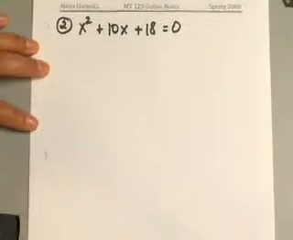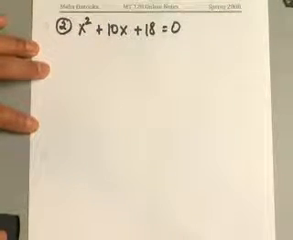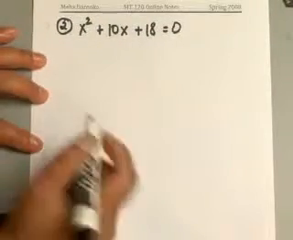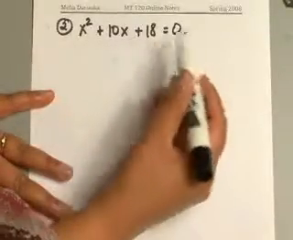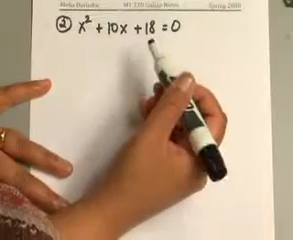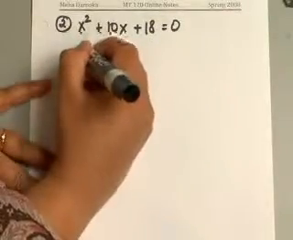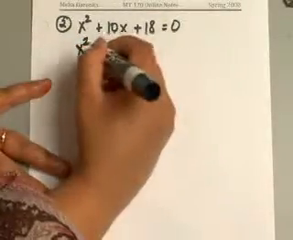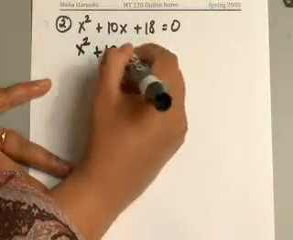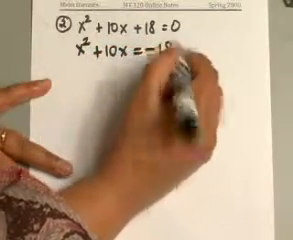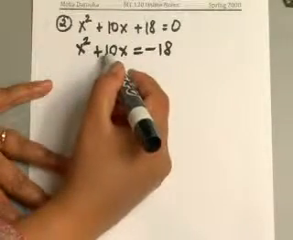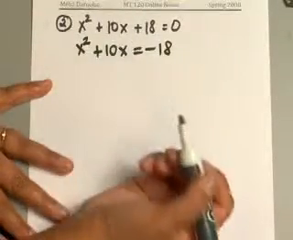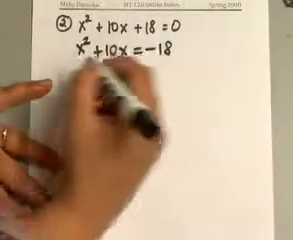We'll look at one more example to see how we work on completing the squares. So let's say we have x squared plus 10x plus 18. Again, start by taking the 18 over to the other side. So we will subtract 18, and that will give us x squared plus 10x equals -18.